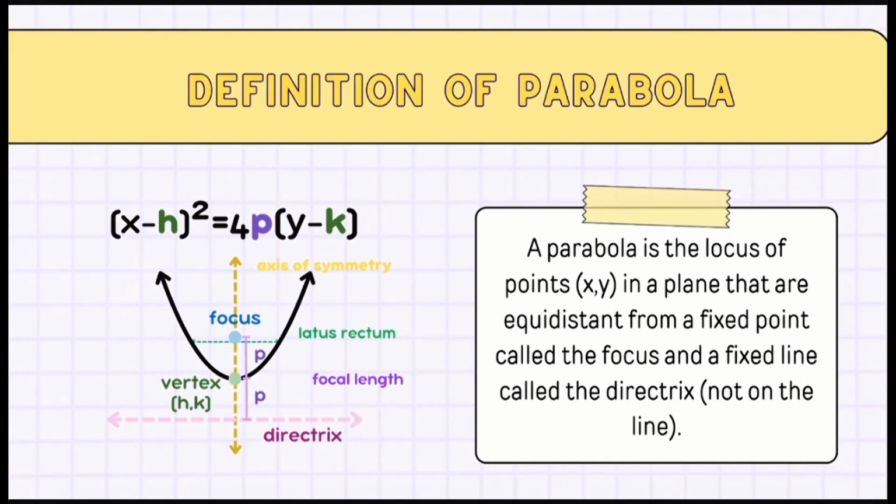First, the definition of a parabola. What is a parabola? A parabola is the locus of points x and y in a plane that are equidistant from a fixed point called the focus and a fixed line called the directrix. In other words, if you pick any point on the parabola and measure its distance to the focus, then measure its distance to the directrix, those two distances will always be equal. That balance is what creates the U-shaped curve we call a parabola.